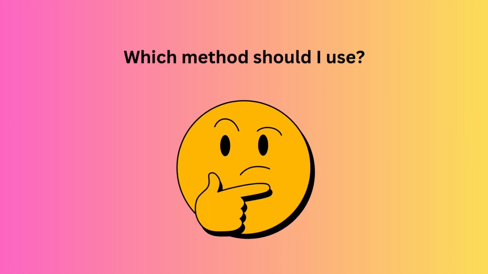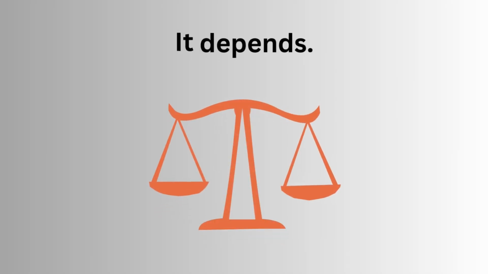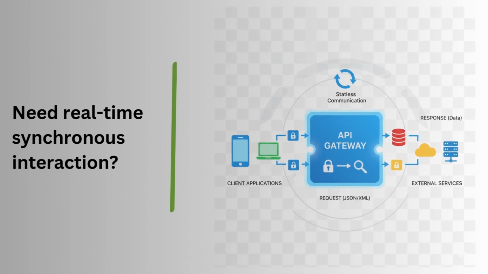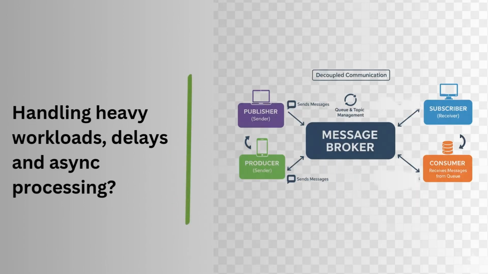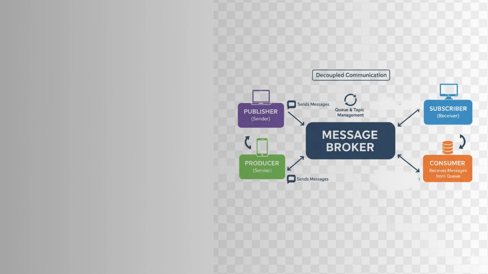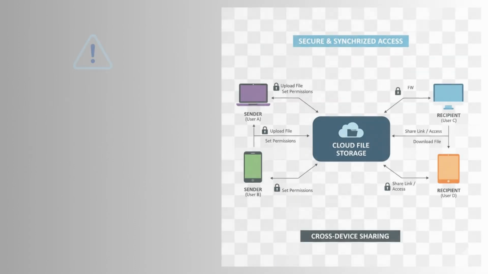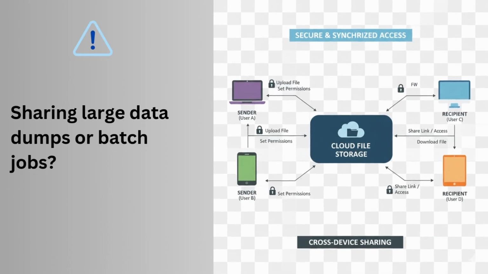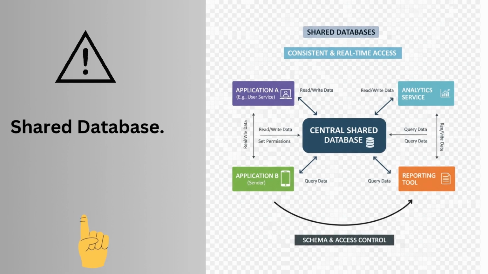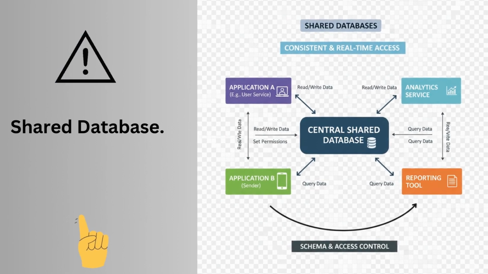So which method should you choose? It depends. Need real-time synchronous interaction? Use APIs. Handling heavy workloads, delays, and async processing? Use messaging. Want scalable reactions to events? Use event-driven architecture. Sharing large data dumps or batch jobs? Use files, but with caution. It's generally best to steer clear of shared databases unless absolutely necessary.